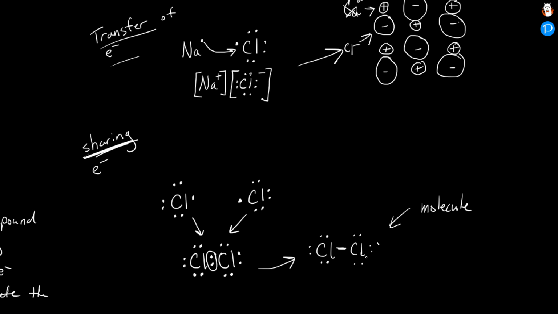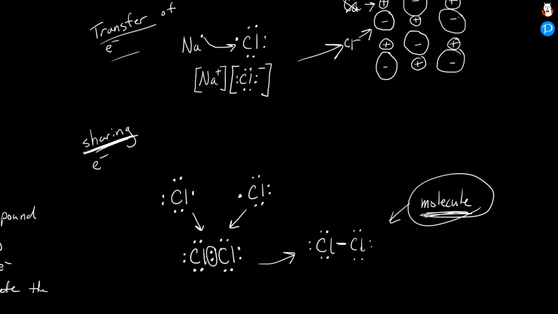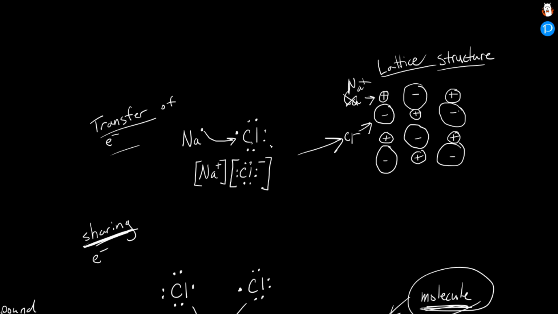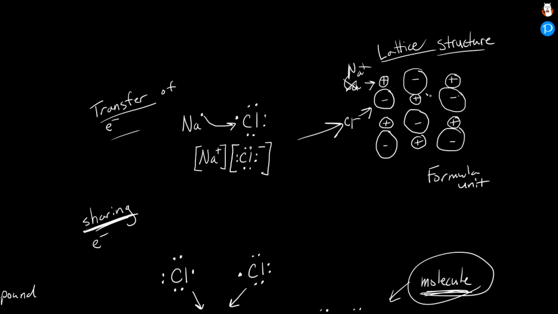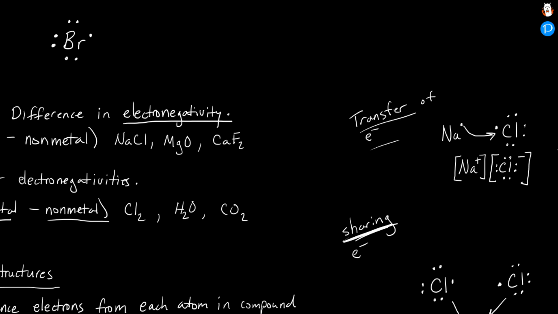Now, when we've got a covalent bond, we would refer to this as a molecule. So if I've got a sharing of electrons to form a covalent bond, we refer to that as a molecule. But if we've got an ionic bond where I've got a transfer of electrons, that would actually be called a formula unit, because they don't really form these kinds of molecules. They form these repeating patterns, these crystal lattice structures, or what we would refer to as these formula units. So that's the differences between the ionic bonds and the covalent bonds.